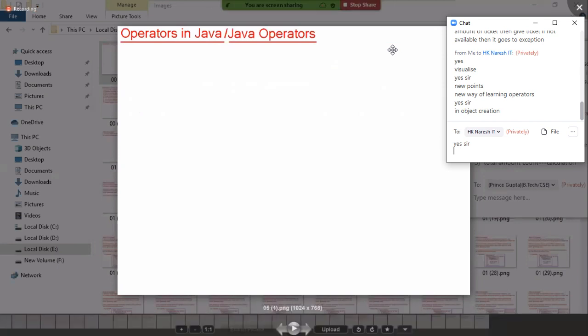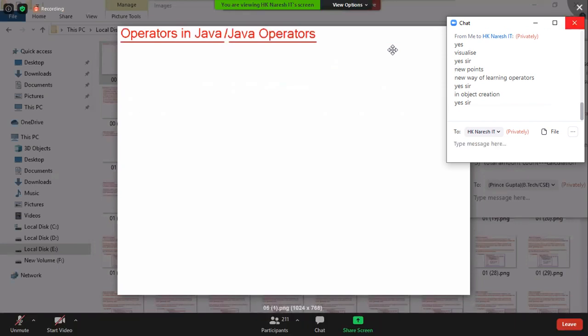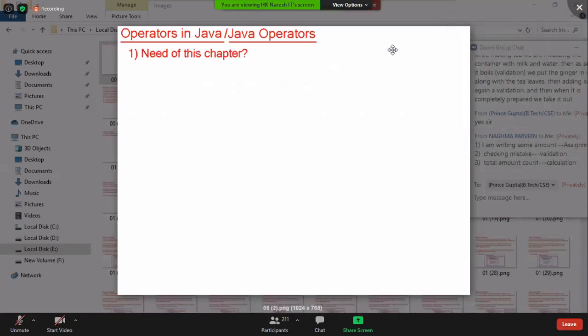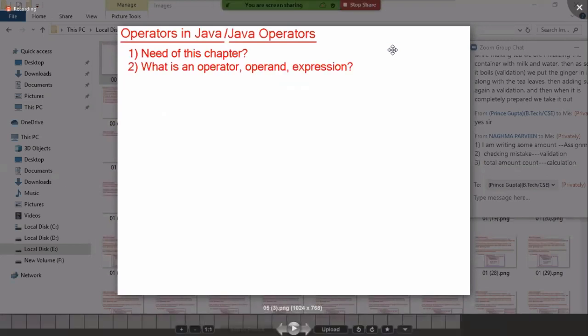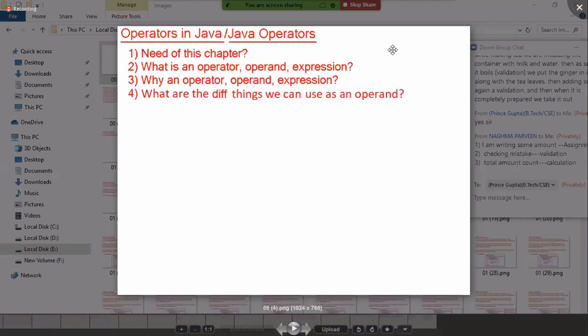Okay, all right. So again, every time I am giving the list of concepts we discussed. We completed the need of this chapter: what is an operator, operand, expression; why operator, why operand, and why expression. Then, what are the different things we can use as an operand?